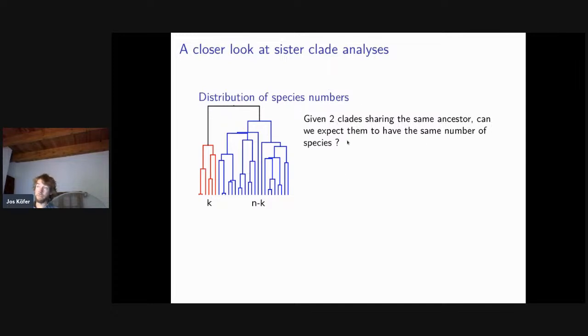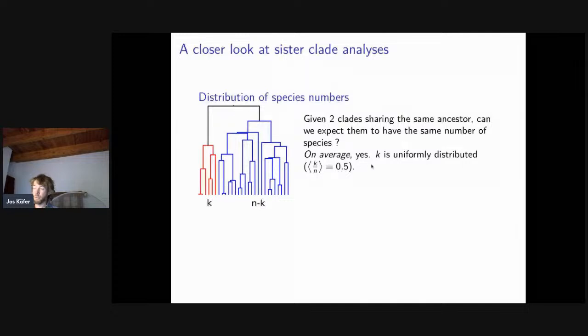If you have two clades sharing the same common ancestor, can we expect them to have the same number of species? Let's say there's one clade, the red one here, K, and we have N species in total. The other clade, the sister clade, has N minus K species. And indeed, the answer is, on average, yes. We would expect both clades to have the same number of species, so K over N would be 0.5.